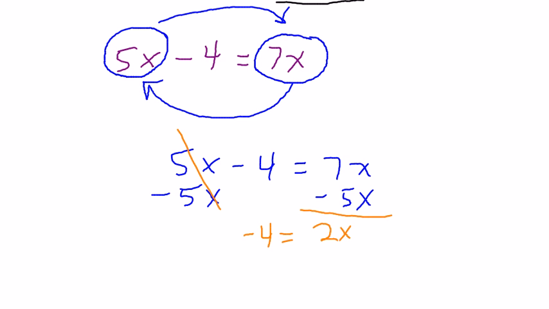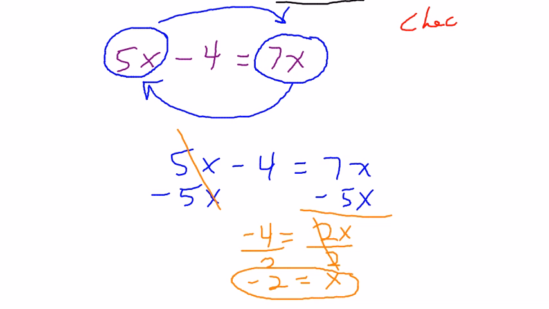And our last step, of course, would be to divide by 2 on each side. And we are left with x equals negative 4 divided by 2 is negative 2. So we have x equals negative 2 as our solution, and we will check our work by plugging negative 2, our solution, back into the original equation.